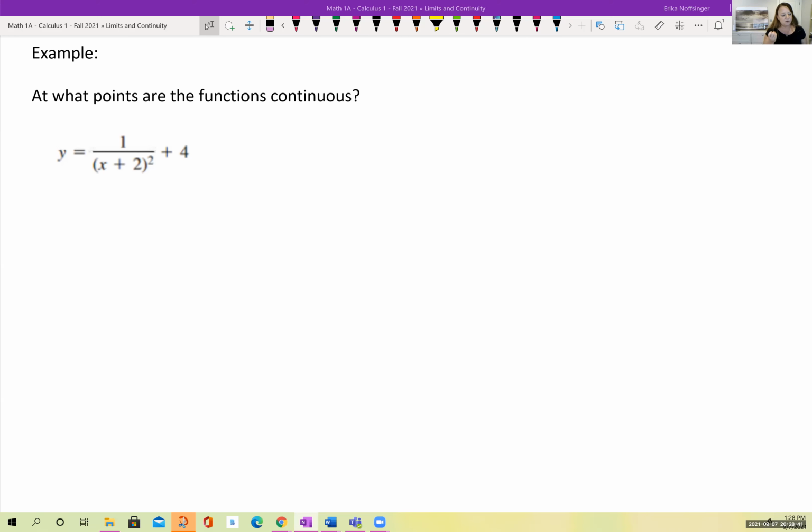So when we're looking at where this is continuous, we really want to look at where we can have problems, or where this is undefined in our domain. If we have a rational function with variables in the denominator, we can't have our denominator equal to 0. The only piece we're worried about is that (x plus 2) quantity squared cannot equal 0.